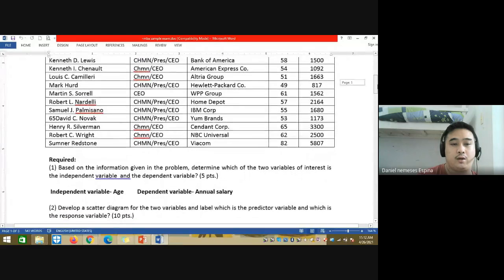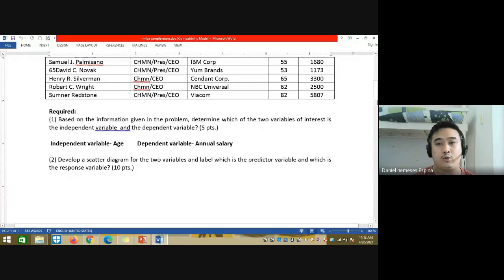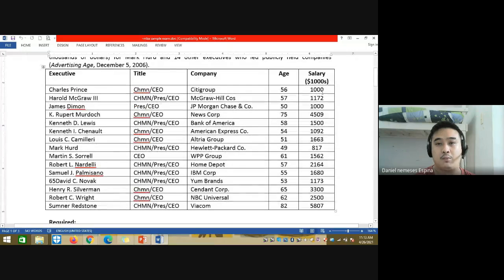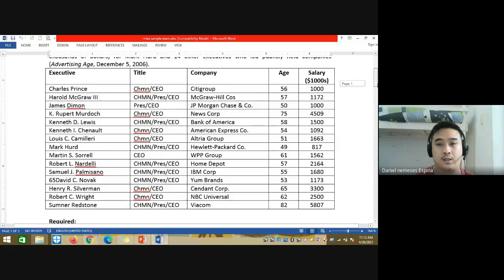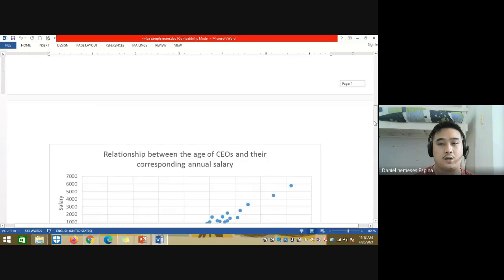So the second requirement: develop a scatter diagram for the two variables and label which is the predictor variable and which is the response variable. So we say predictor variable, it refers to the independent variable, while the response variable is the dependent variable. If we try to make a scatter diagram out of this data from this table, age and salary, this is the resulting scatter diagram.